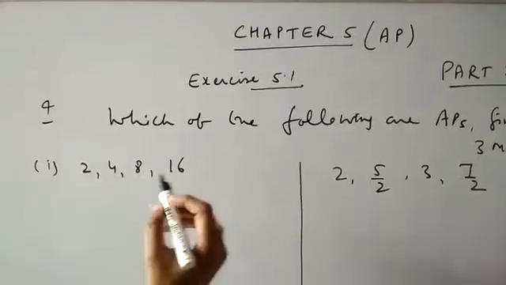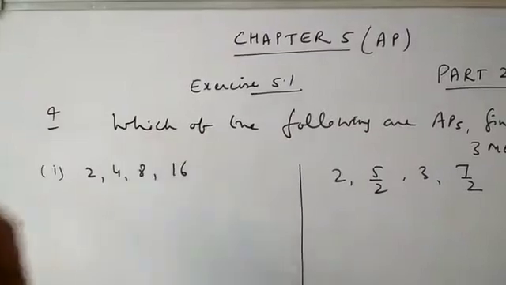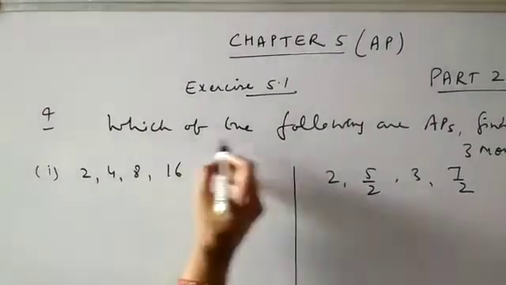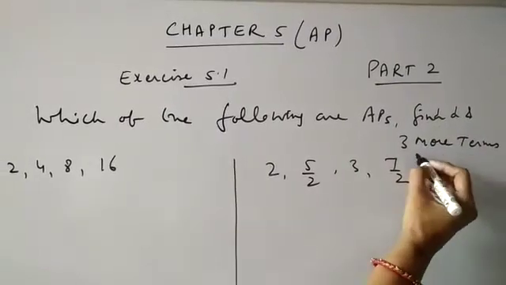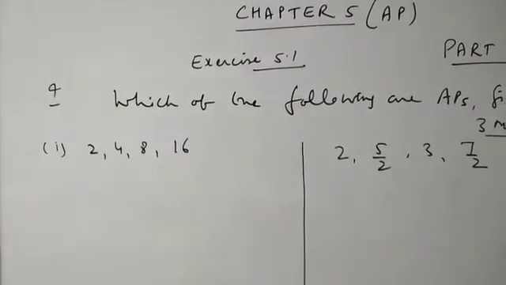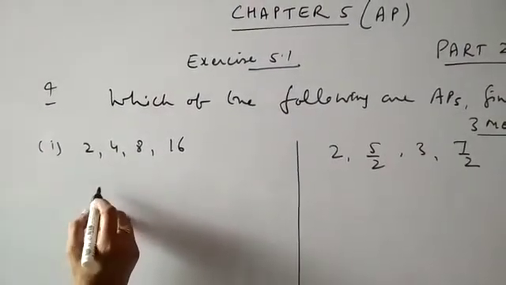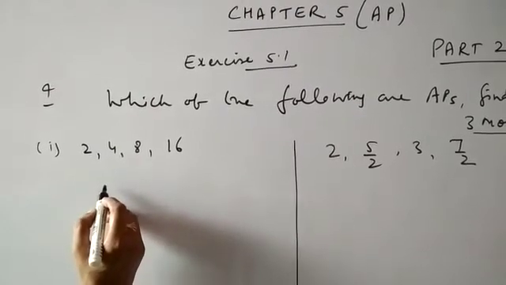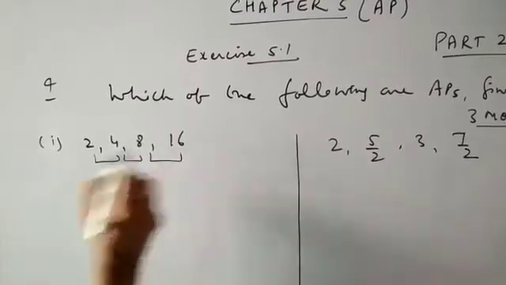Continue with chapter 5, part 2, exercise 5.1, question number 4. Which of the following are APs? Find D and 3 more terms. Now I hope you are able to identify whether the given pattern is an AP or not. What is the criteria to check? Common difference throughout should be seen.